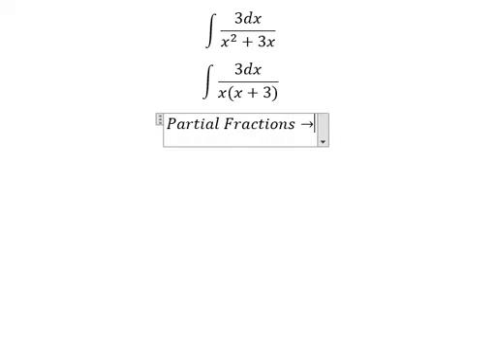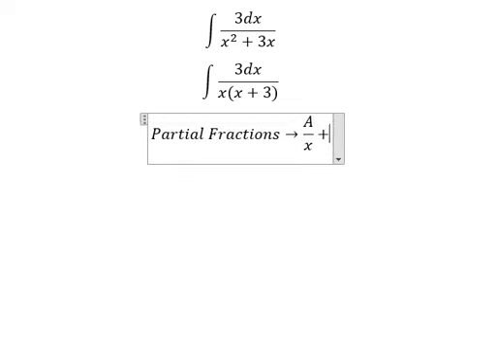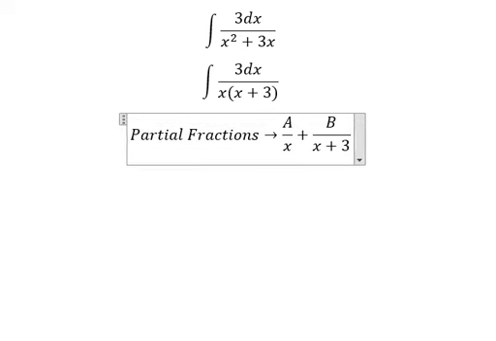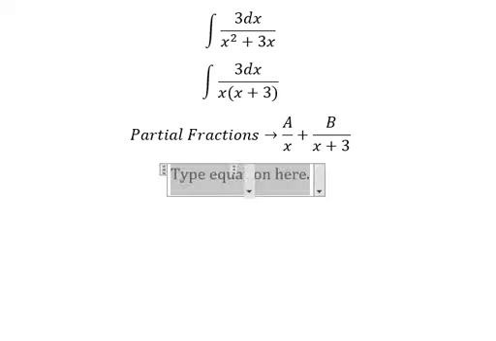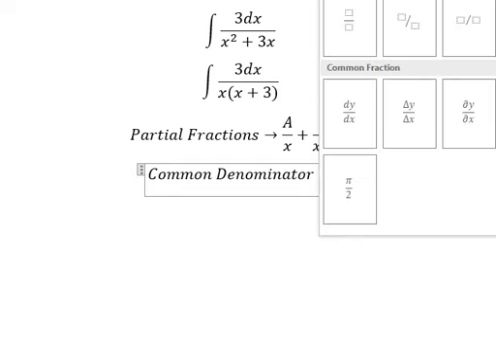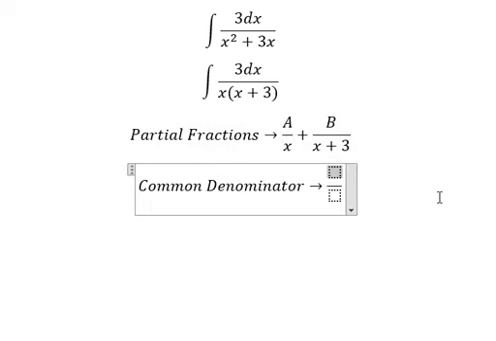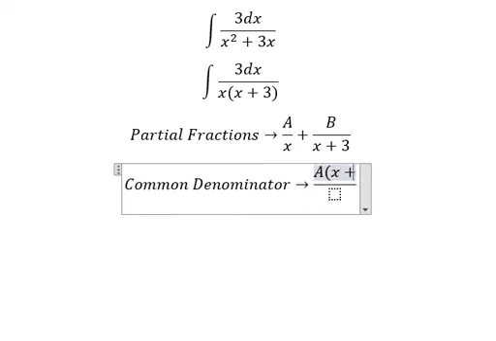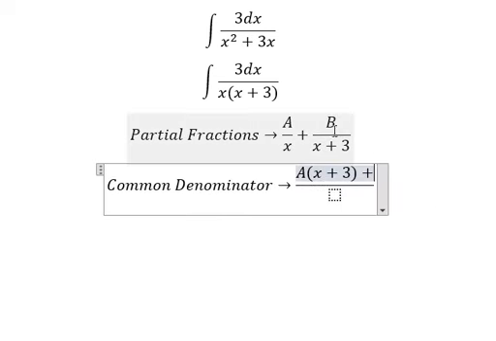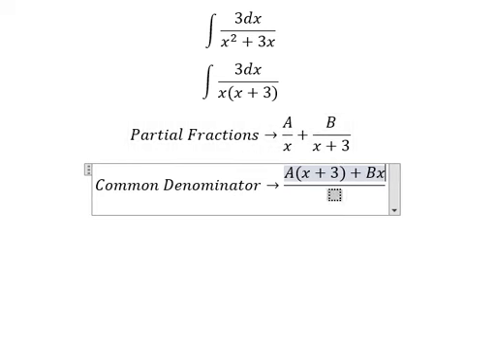So I will put A over s, B over s plus 3. And now we do the common denominator. For this one, it is missing s plus 3, so capital A multiplied by s plus 3. For this one, it is missing s, so capital B multiplied by s.